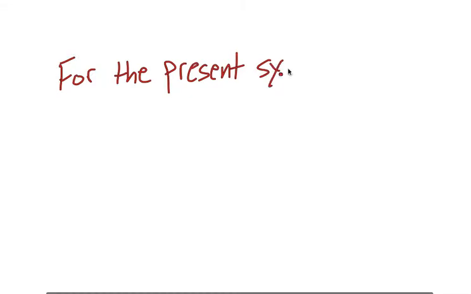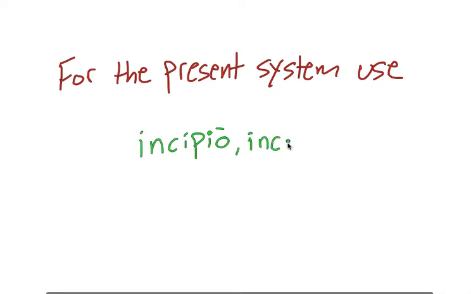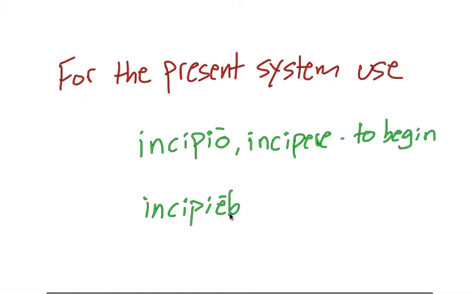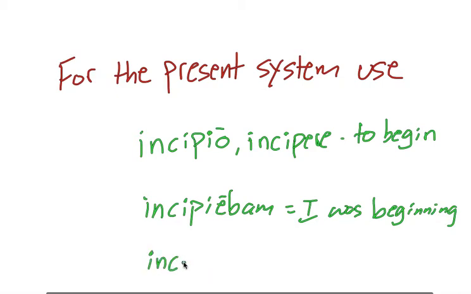Well, for the present system, use the verb incipio. Incipio, incipere, to begin. Okay, incipio is a compound of capio. So incipio would be I begin. Incipiebam would be I was beginning. And then incipiam, future tense, would be I will begin.